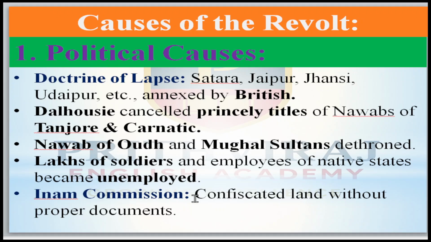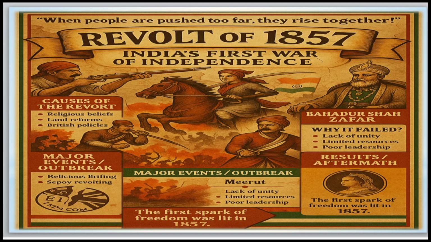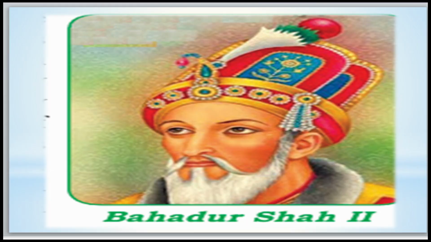Inam Commission. If there are no proper properties or documents, then such land would merge with the British. It's called the Inam Commission. It was appointed by the British. Now here it is, the picture will speak everything. We will come to know about the whole 1857 by this picture only, the causes in that. Now move to the next. Here it is, Bahadur Shah II, who got dethroned by the British.